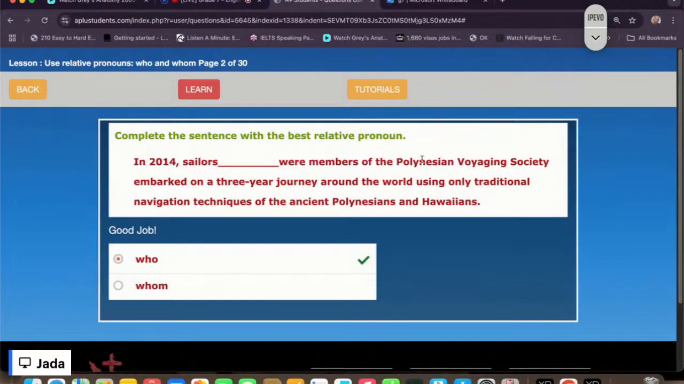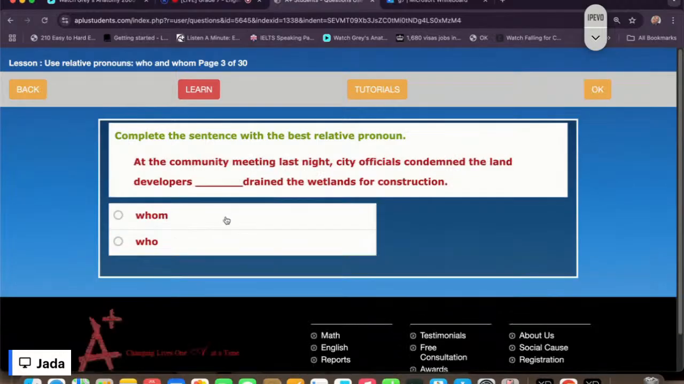Okay, so we have who. If you restate that, they were at the community meeting last night. City officials condemned the land developers that drained the wetlands for construction. So whom or who?